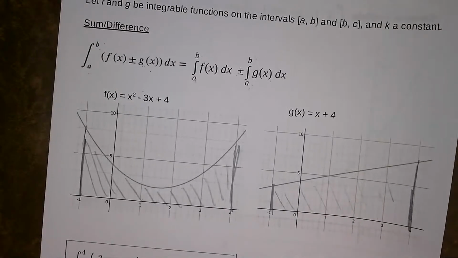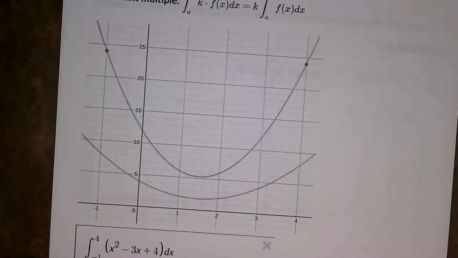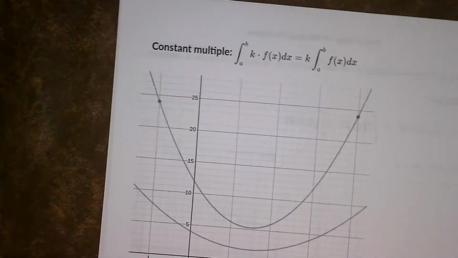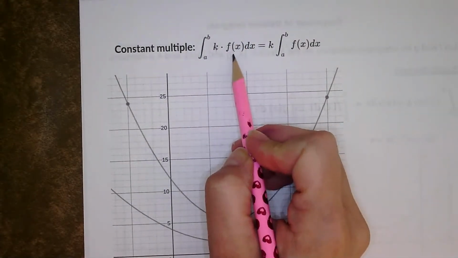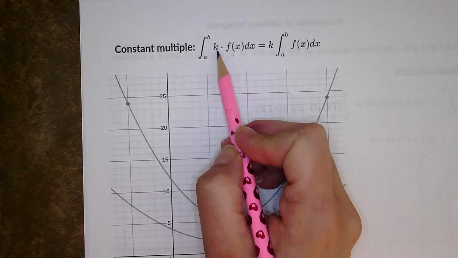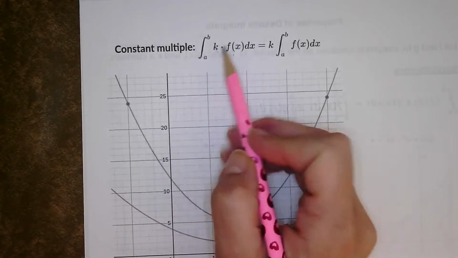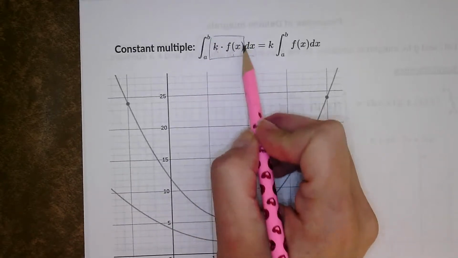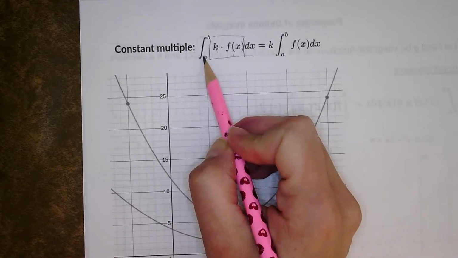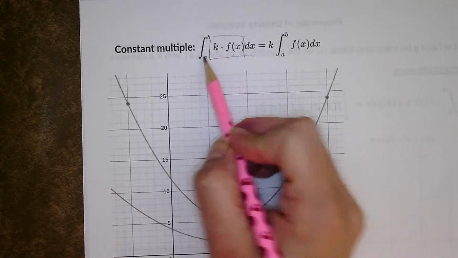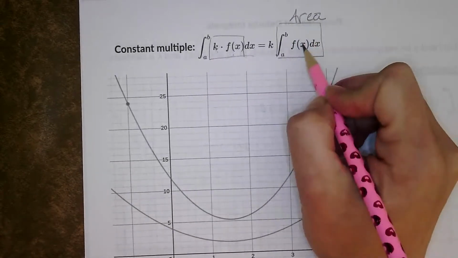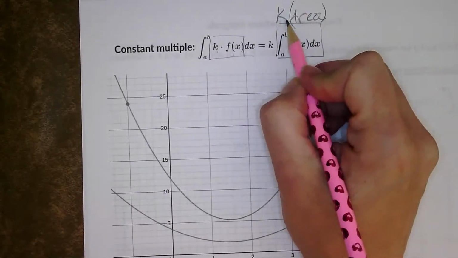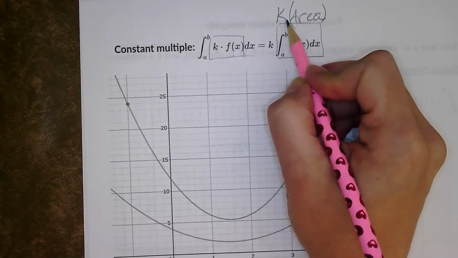Okay, the next property is the constant multiple property. What the constant multiple property says is if I have a coefficient times a function, or if you think back to Algebra 2, this was our vertical dilation value, we can either multiply the function and then take the integral and find the area, or I can find the area of just the function and then multiply by that coefficient or constant.